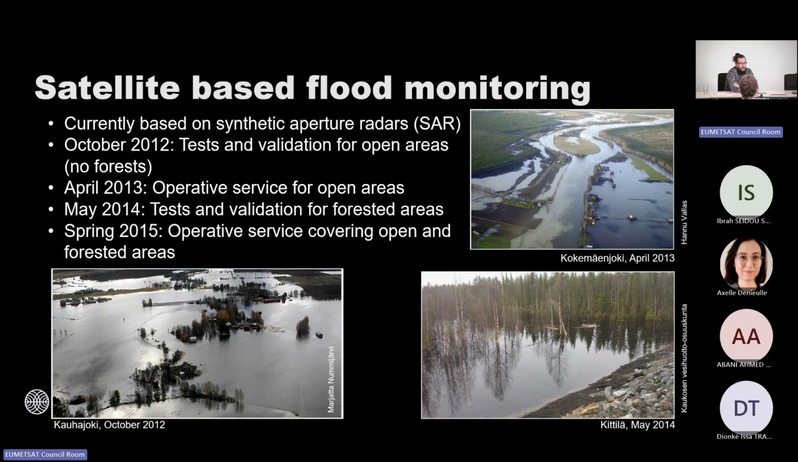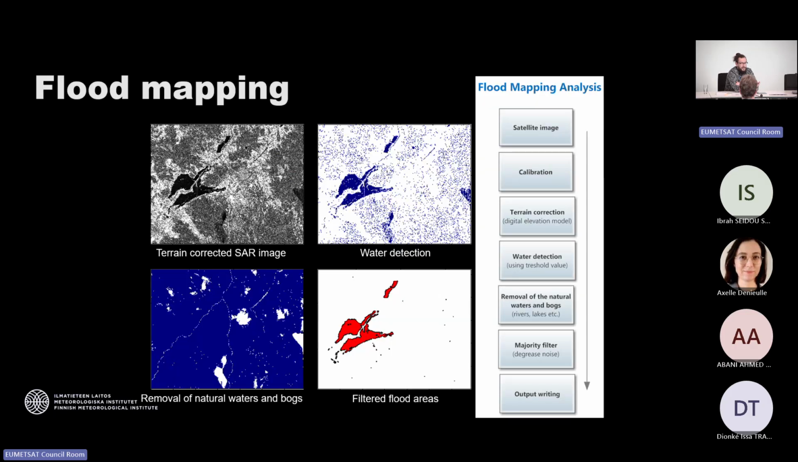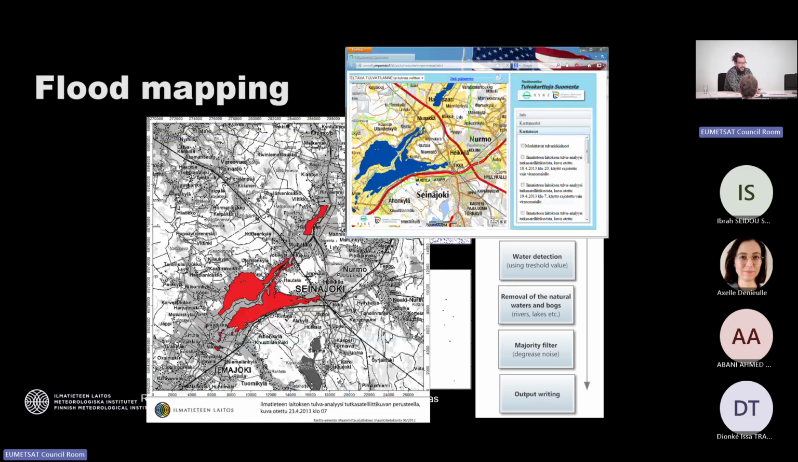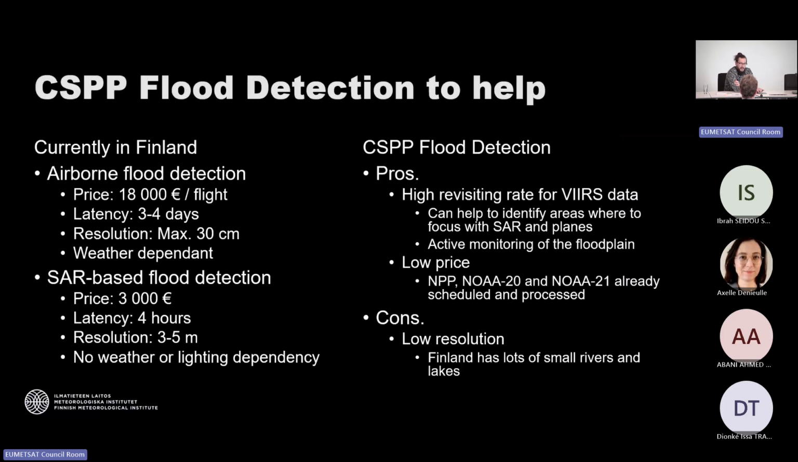Okay, and then we are also doing some satellite-based flood monitoring, and currently we are again using the synthetic aperture radars. How we are doing it: basically we receive a radar image, detect all the water bodies, remove all the natural water, and what is left is something that shouldn't be there. So basically that's the flood. Then we put that on the map, and we can provide the flood estimates for the authorities. But CSPP has flood detection algorithms that I'm hoping could help us.